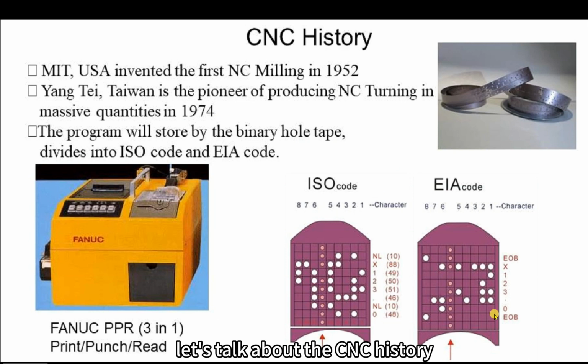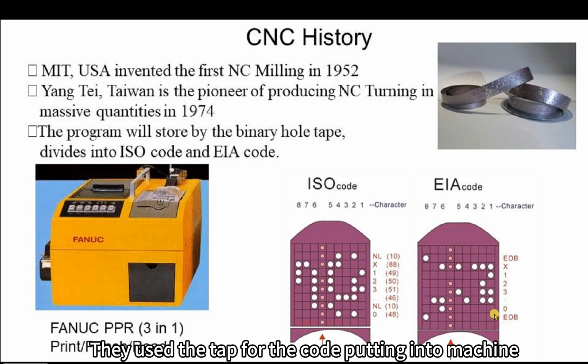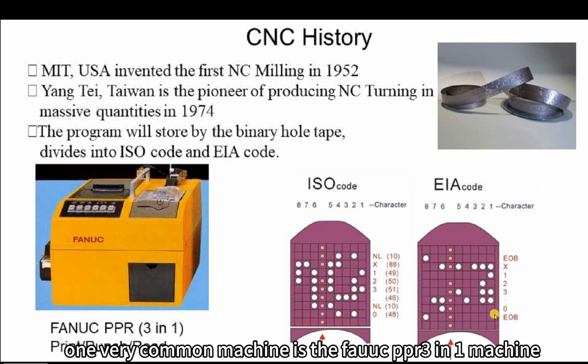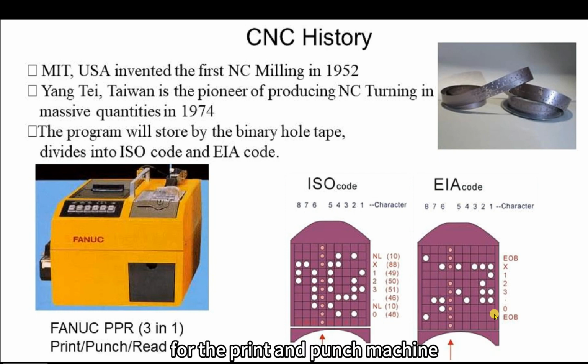Let's talk about the CNC history. In the USA in 1952, MIT invented the first NC machine. In the beginning, they used tape for the code, putting it into the machine. It's difficult to read. One very common machine is the Facit PPR 3-in-1 machine, for print and punch.